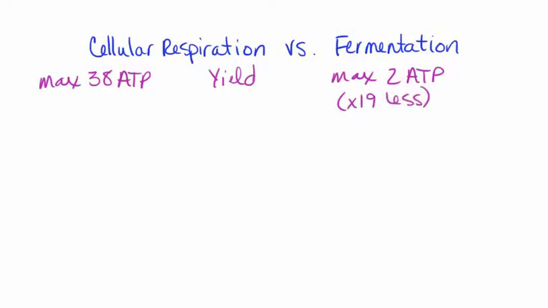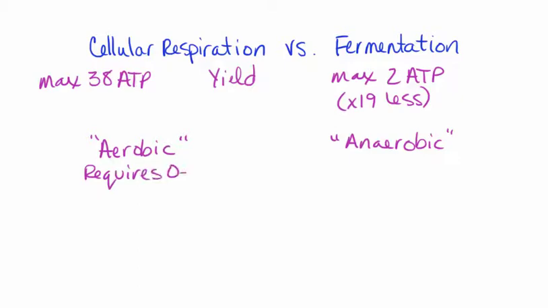And then another thing is that cellular respiration is aerobic versus fermentation, which is anaerobic. What those words mean is that this one requires oxygen. This one over here does not use any oxygen. And that's really the reason why the third stage of cellular respiration doesn't happen in fermentation.